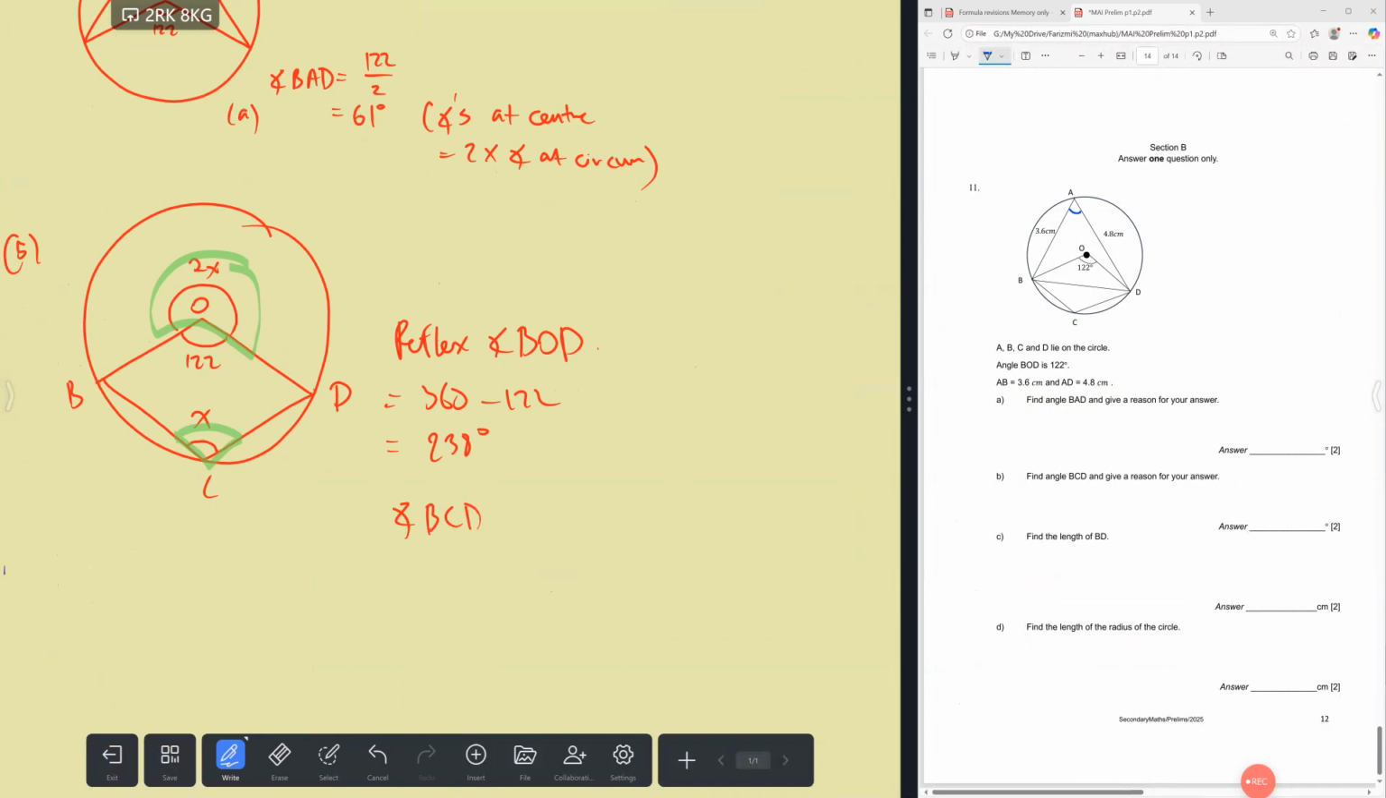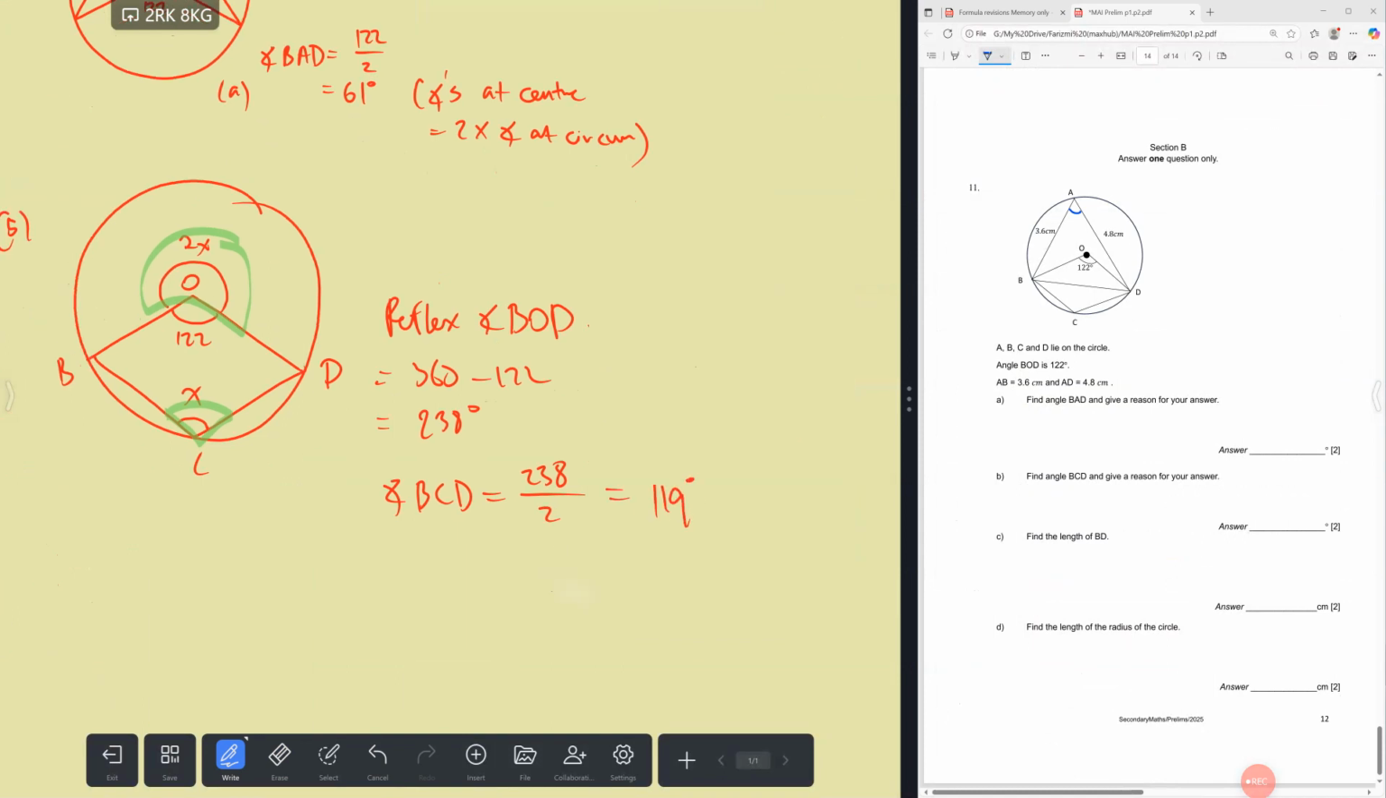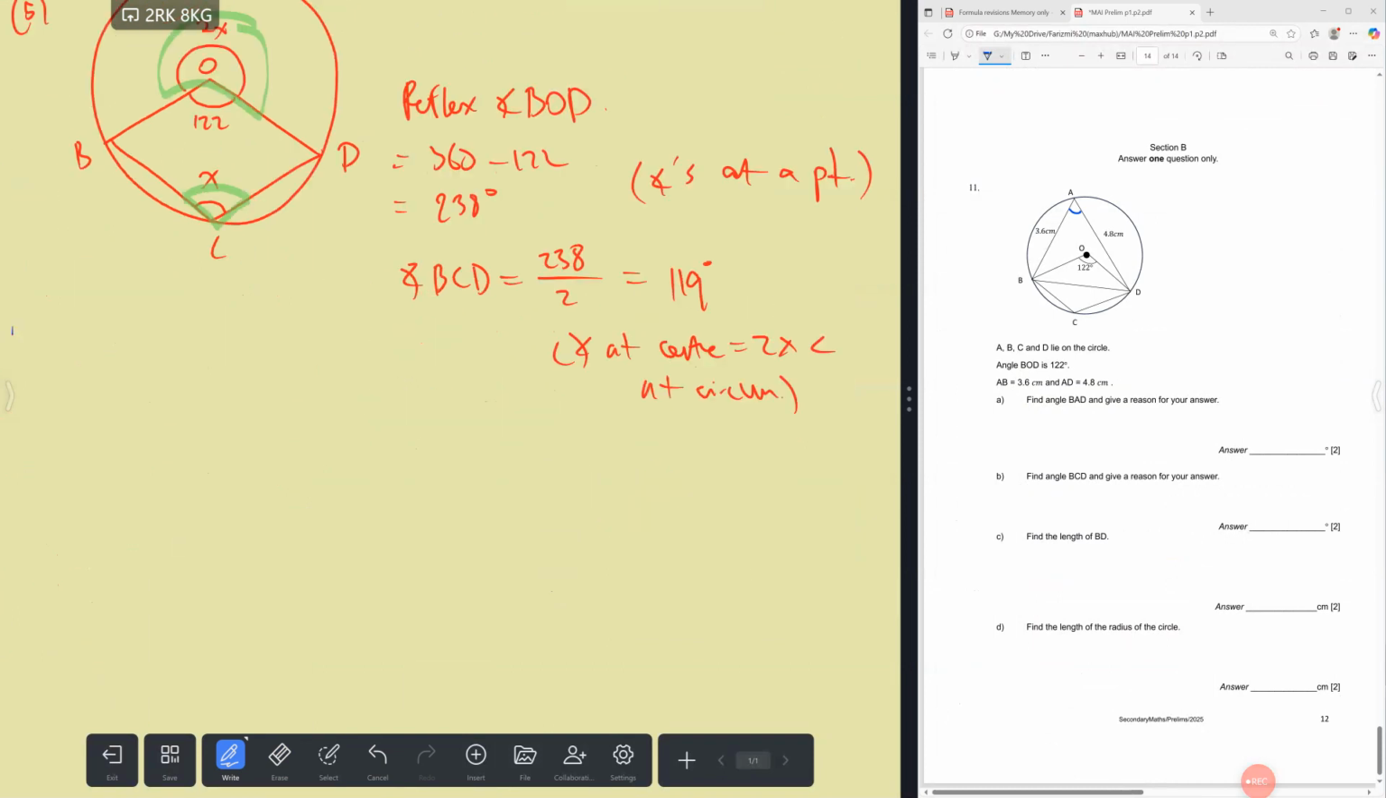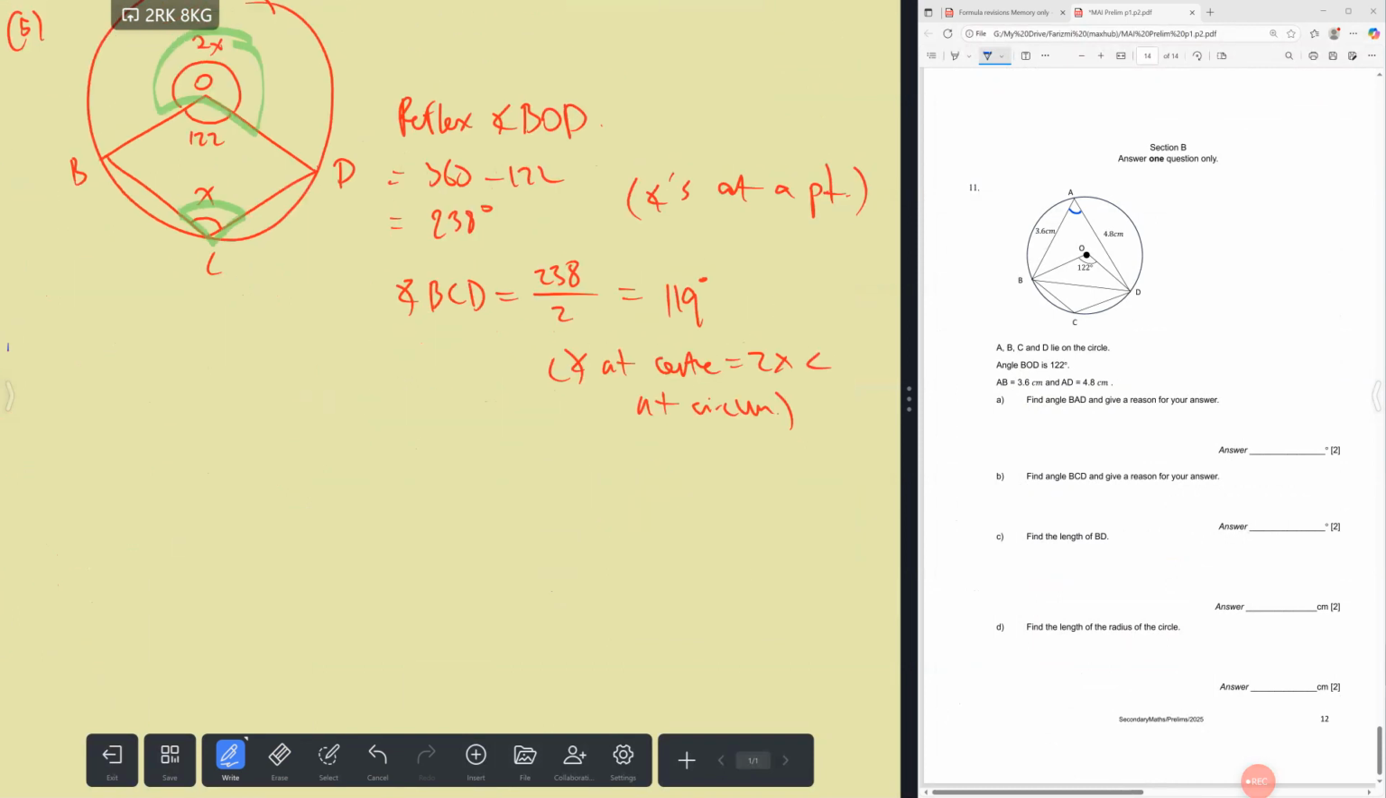Okay. And how do we find angle BCD? Angle BCD equals 238 over 2 and gives you 119 degrees. And the reason for the first one is angles at a point. The second one is angle at center equals 2 times angle at circumference. Right? Next, find the length of BD.